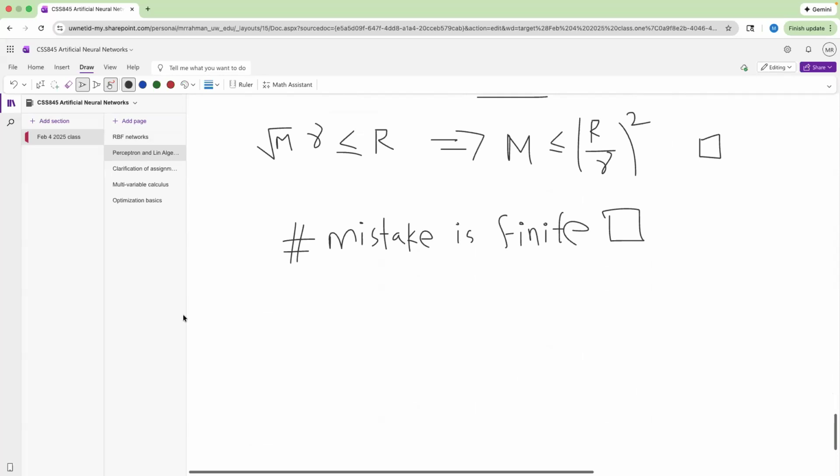Okay. Hope that was clear. I will share notes and also some additional notes on this proof after class so that you can read it further and ask me questions next class if you have further questions.